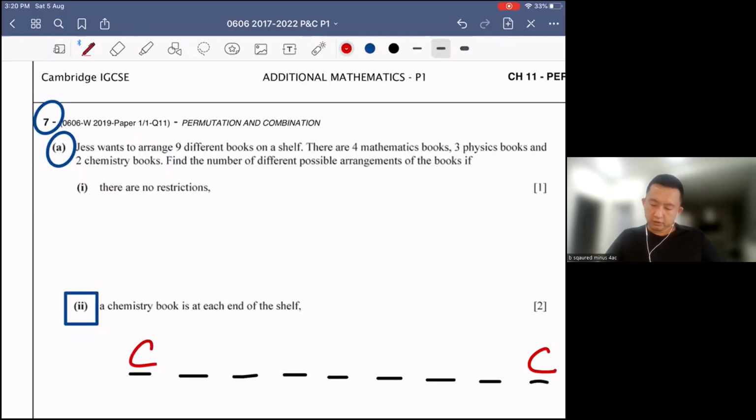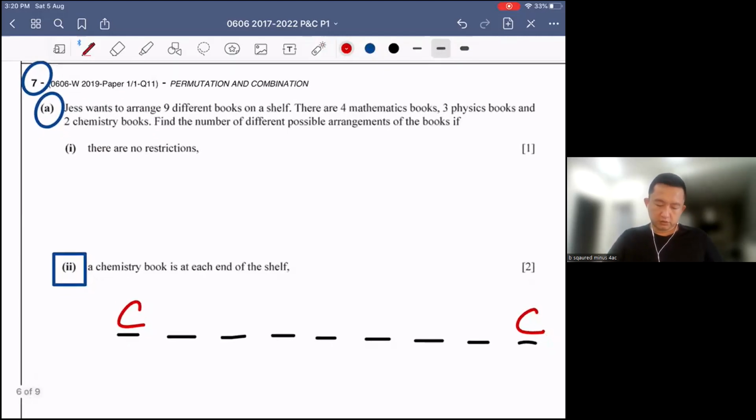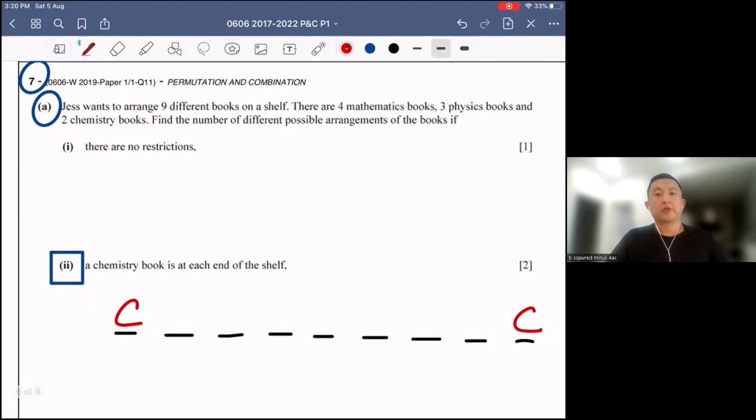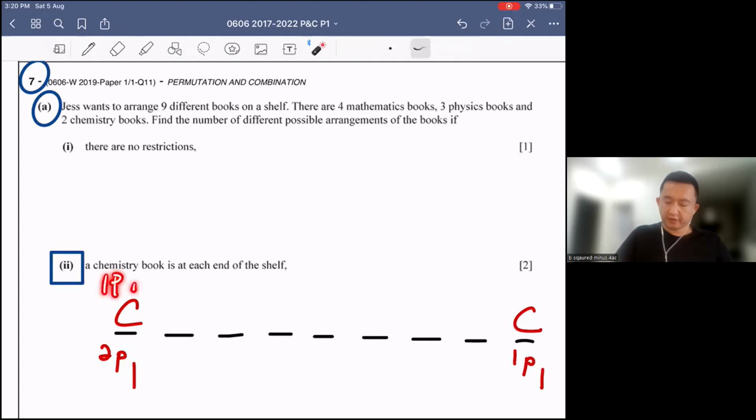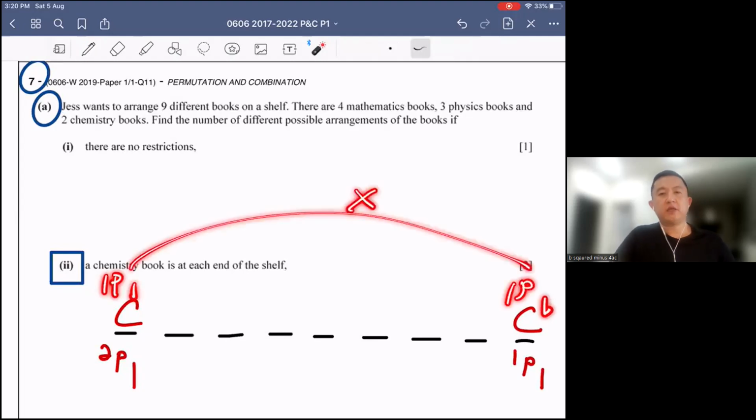You put 1. Okay, think about it. First, this one, how many options do you have? If you have 2 chemistry books, right? So you have 2P1. After you fill in this slot, you have only 1 option, another 1P1 here. Some of you like to do 1P1 here and then 1P1 here. If you write 1P1 here, make sure you times 2 at the end because these 2 chemistry books can interswap.